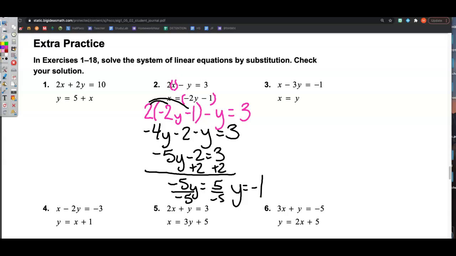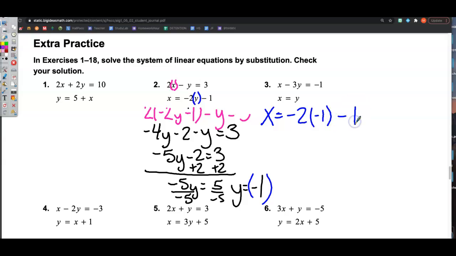Which equation do I want to use to solve for x? The bottom one, because x is by itself, right? So wherever I see y this time, I'm going to plug in negative 1. So I would have x equals negative 2, sub, who goes in? Minus 1. Negative 2 times negative 1. 2 minus 1. So x equals 1.